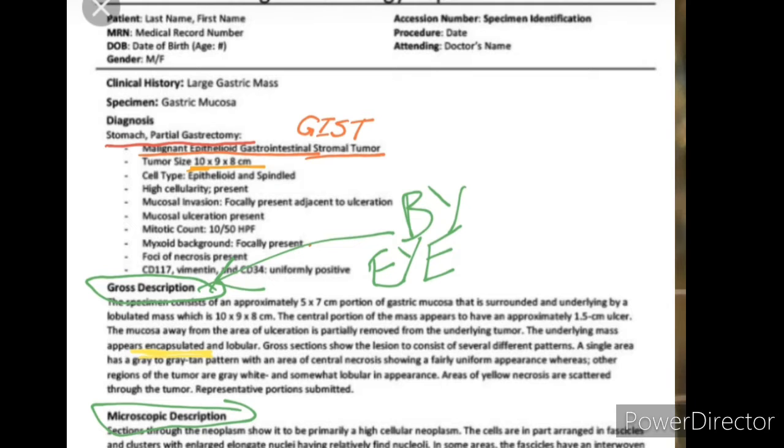Gastrectomy means removal of the stomach, and partial means a partial removal, so they didn't remove the whole thing. And then it says in the next line, underlined in orange there, it's a malignant epithelial gastrointestinal stromal tumor. So a gastrointestinal stromal tumor is often called a GIST, G-I-S-T. You'll see it written that way many times.